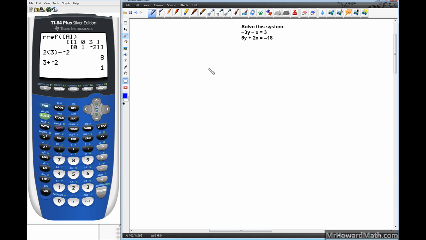We have negative x. I'm just moving this over. I'm moving the x before the y. So we still have a negative x over here. The sign didn't change. We're just moving it over. Minus 3y. We still have a negative 3y. We still have a negative x, just like we had right here. And that equals 3.